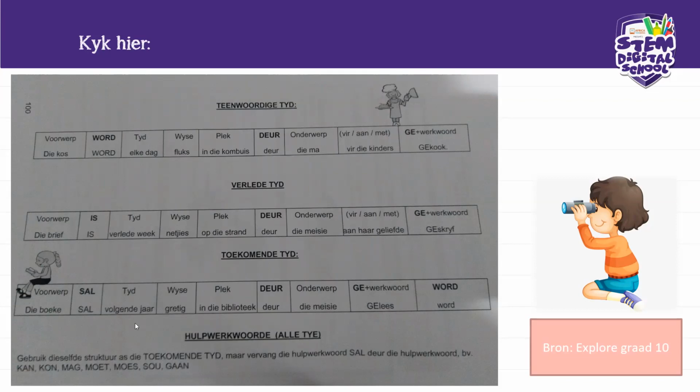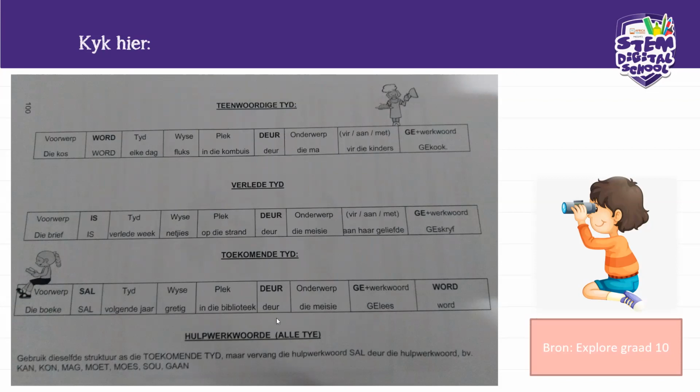Then in the toekomende tyd, start with the voorwerp again, start with the object, then the word sal, because it's going to happen. Volgende jaar, gretig. Gretig means you're doing something that you want to, you're very eager to do something. Plek in die bibliotheek, deur die meisie gelees word. So here you use the words sal, deur, word, and the GE.